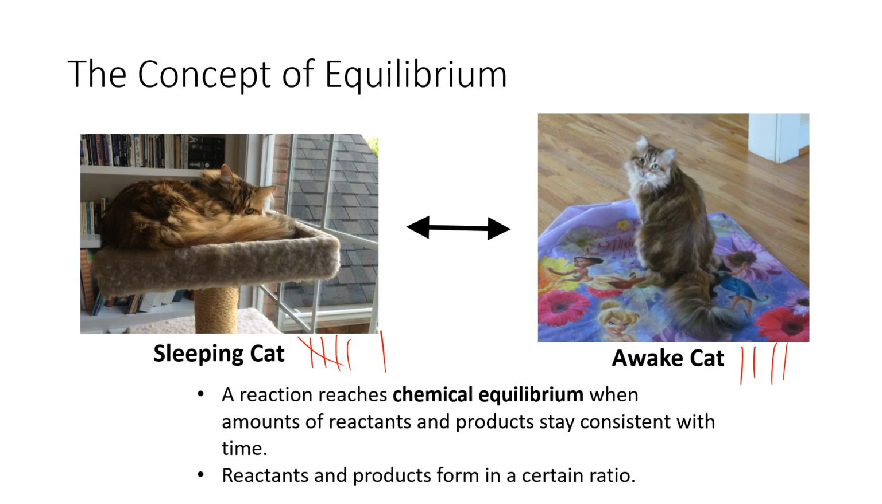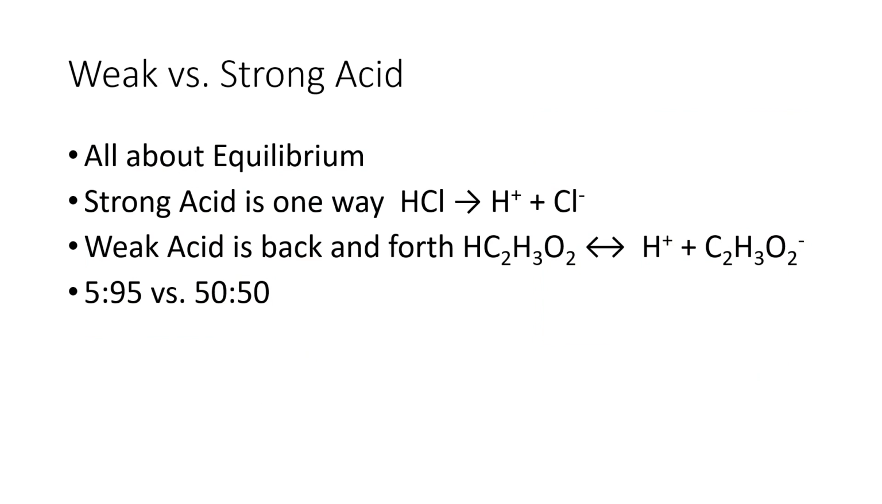All right. Why is that important? Because that's the difference between a weak and a strong acid. A strong acid is a one-way reaction. Everything kind of goes here. Okay, it's like 100% here and 0% there. There is no real equilibrium.